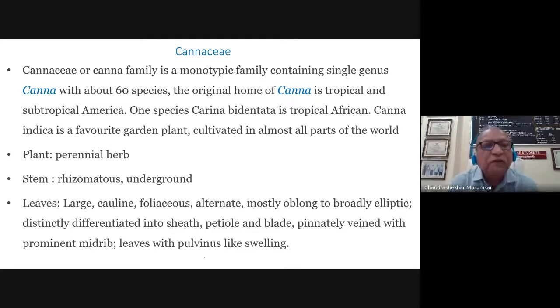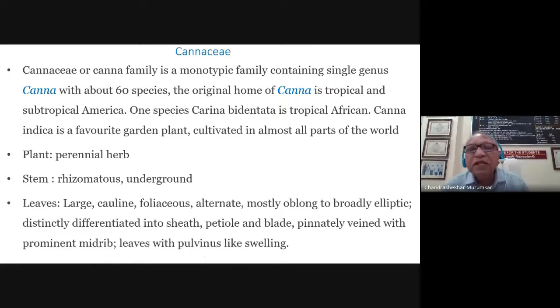They are distinctly differentiated into sheath, that is, they are having the leaf sheath at the base. So obviously they are exstipulate. The petiole and lamina, they are having the sheath, petiole and blade. So obviously sheath is present at the base. The petiole is present distinctly, and the blade is present at the top.